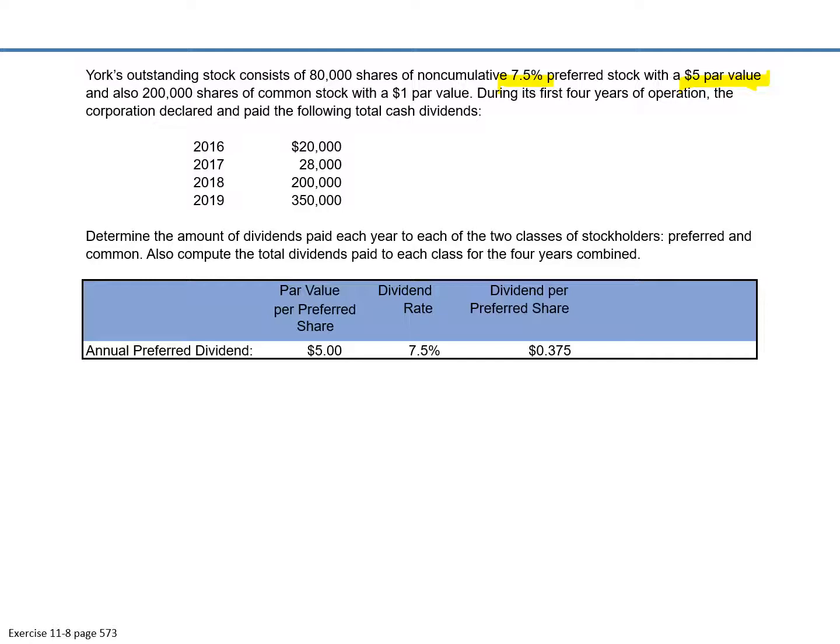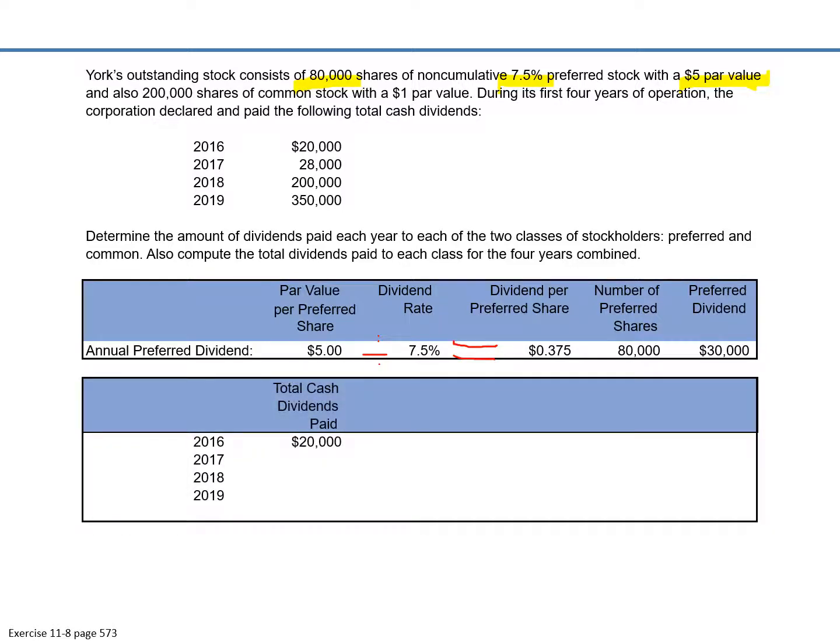I'll write that in. This is a multiply sign, and then this is equals. So $5 times 7.5%, okay? So the number of preferred shares, they tell us, is 80,000. So that means our preferred dividend every year is $30,000. 37.5 cents times 80,000 shares gives us $30,000. Okay?